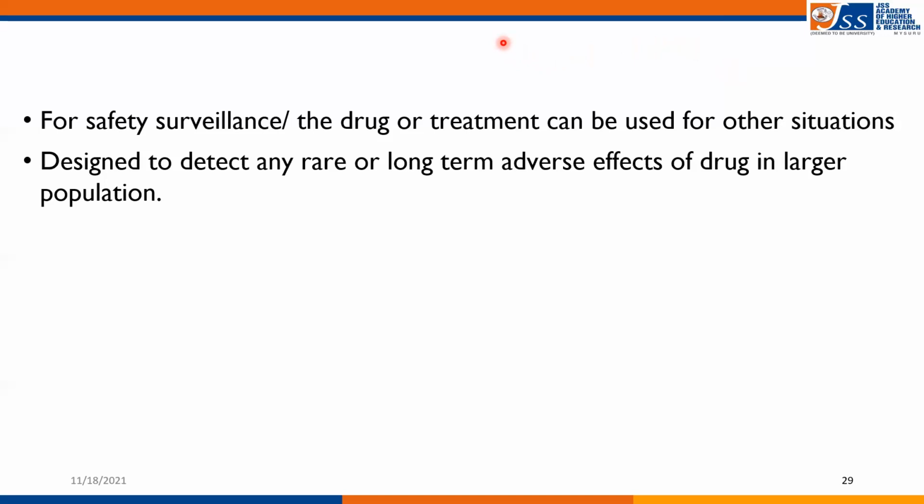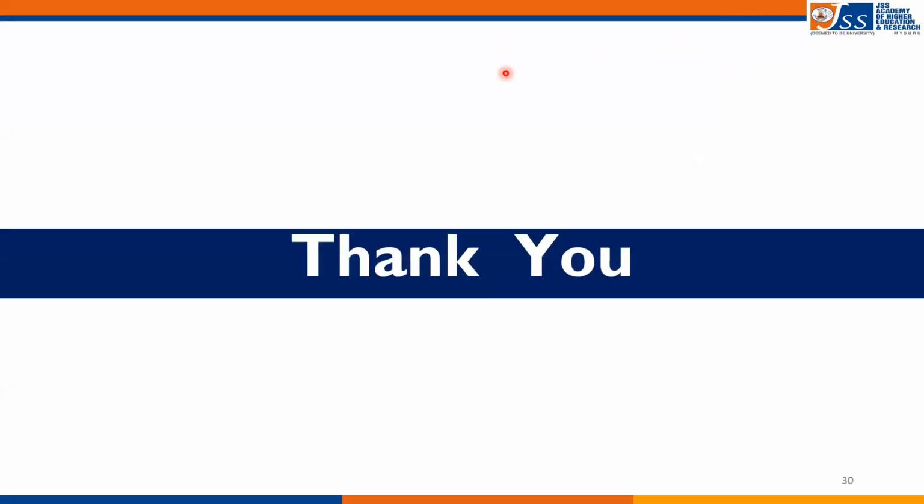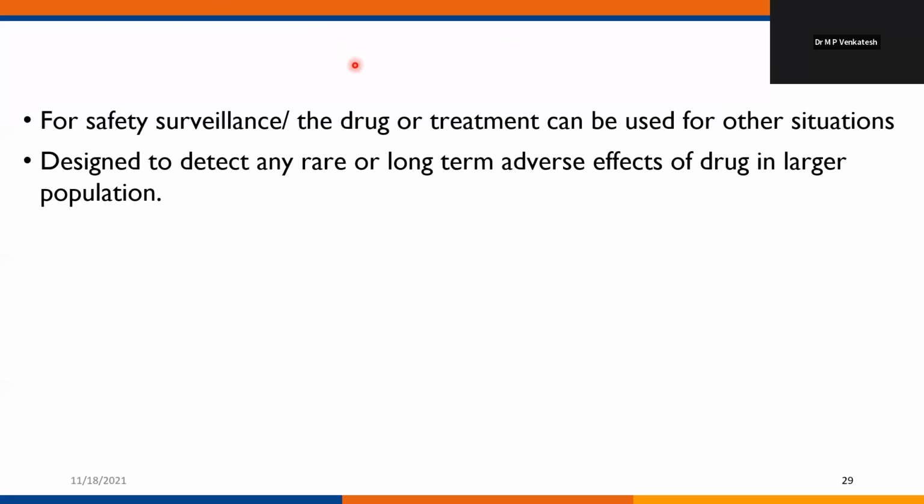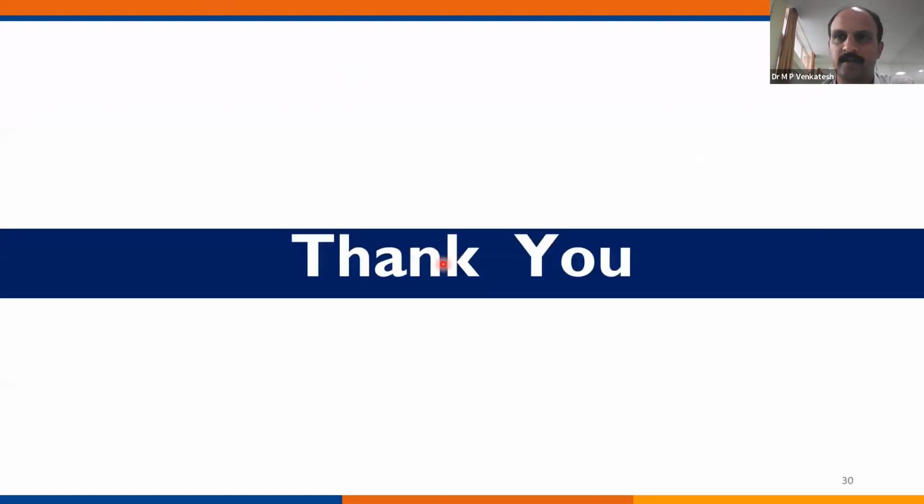problems or not. It is designed to detect any of the rare or long-term adverse events of a drug in a very large population. So phase 4 clinical trials will continue for multiple years before you can establish the safety profile of it. If you find any new adverse events or side effects, that will contribute to the labeling requirements or precautions or any of these aspects relating to the drug molecule. That is how you conduct the different phases of the clinical trials.